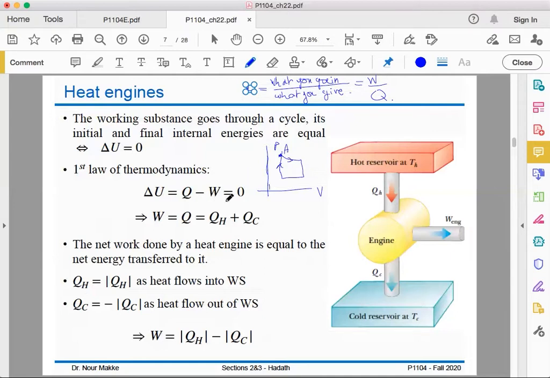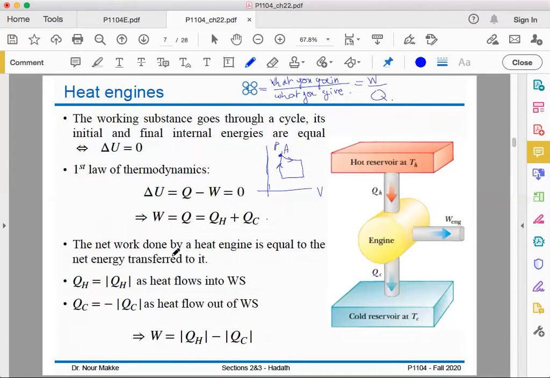And so if Q minus W is equal to zero, that means that the work done by the system, so by the working substance, is equal to Q. And of course, Q here is Q net. It's the amount of heat exchanged with the surroundings. So it is QH plus QC. Okay? So now we know what the work provided by this heat engine is.